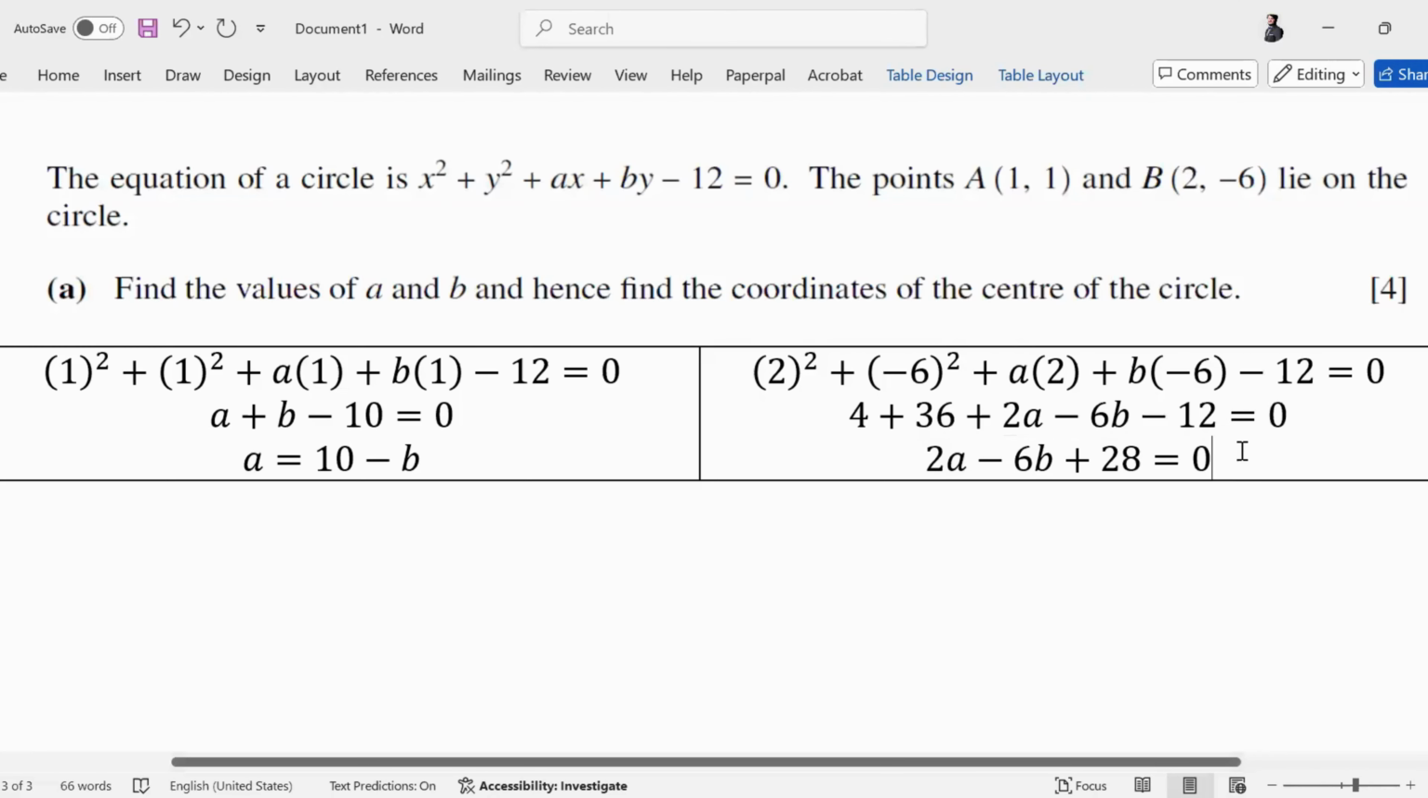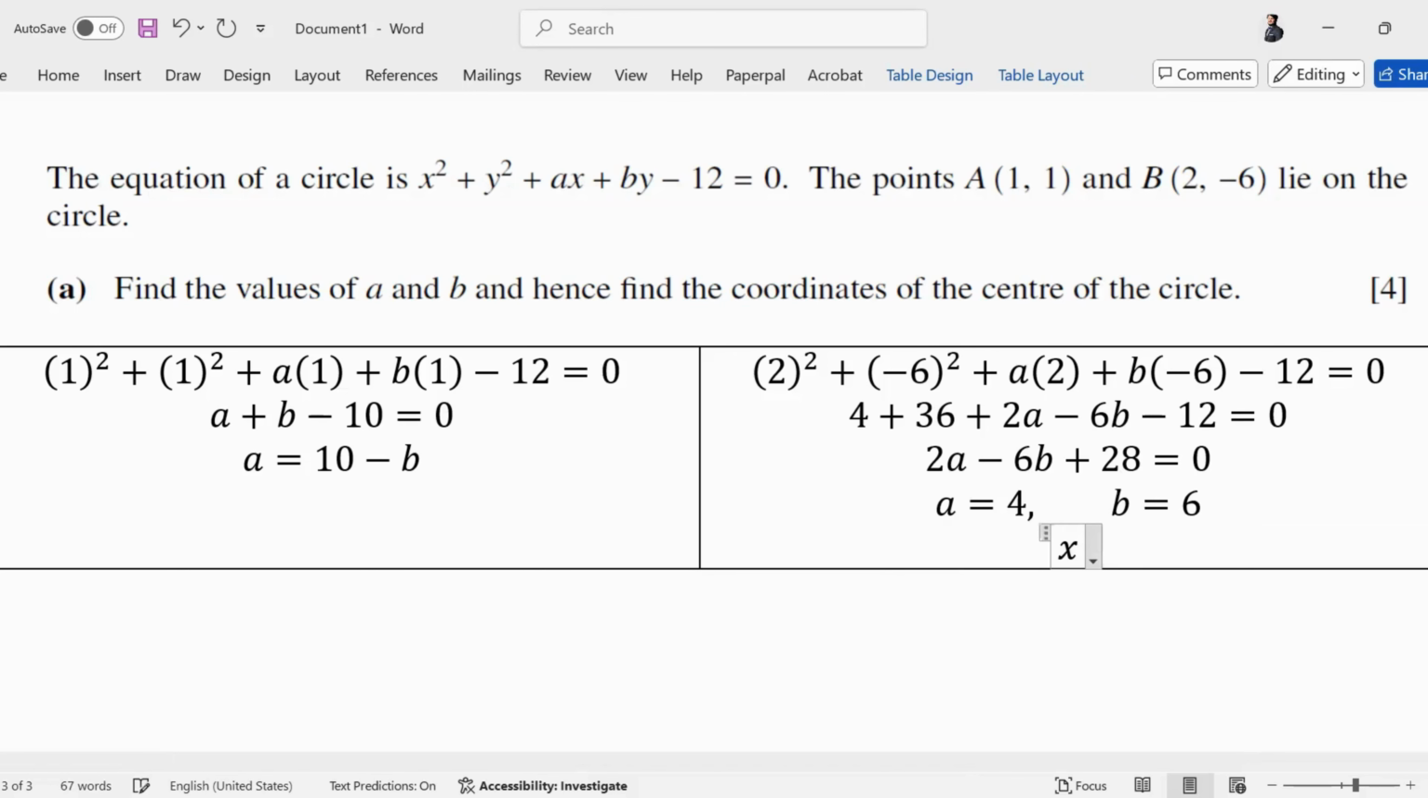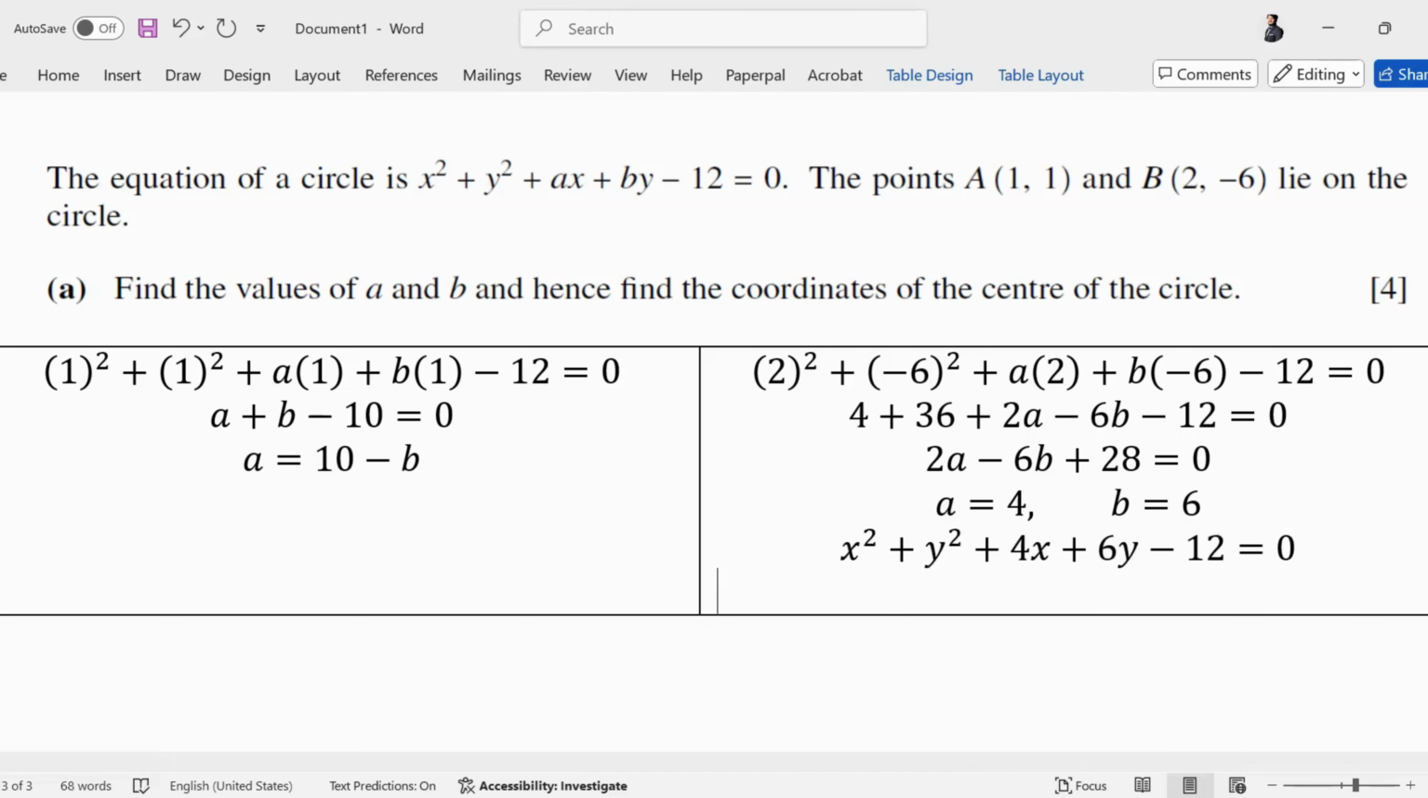So you people are telling me that a is 4 and b is 6 when you simultaneously solve both the equations. So if you have a as 4, that means now you can write your equation in this way: x squared plus y squared plus 4x plus 6y minus 12. I have told you a trick. What is the easier trick?